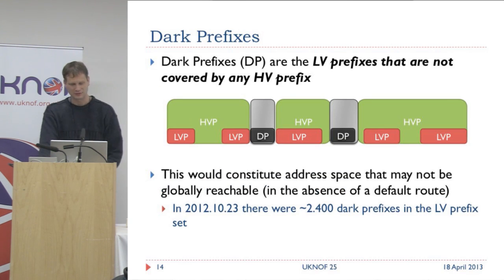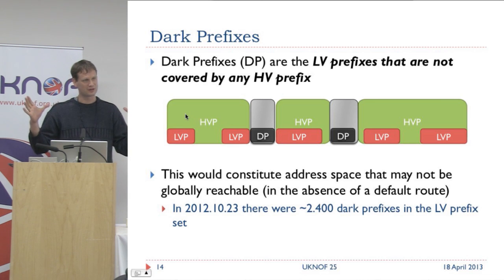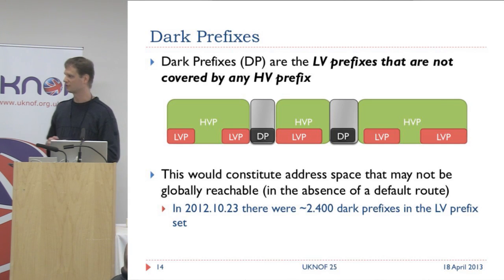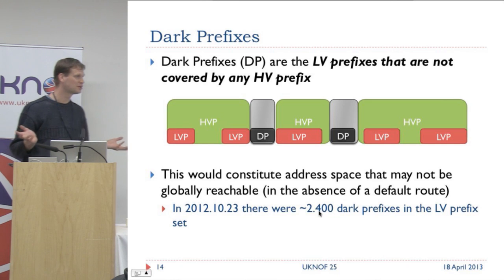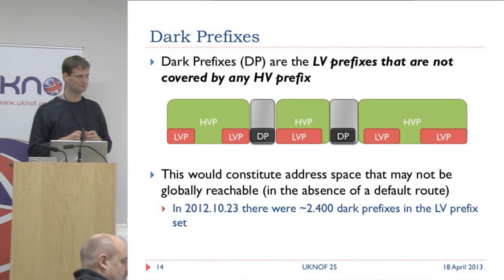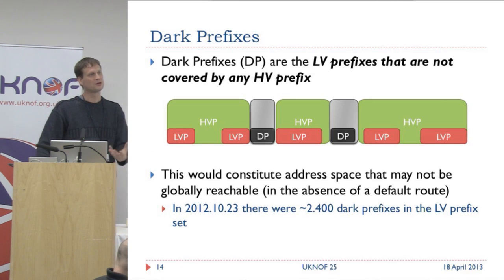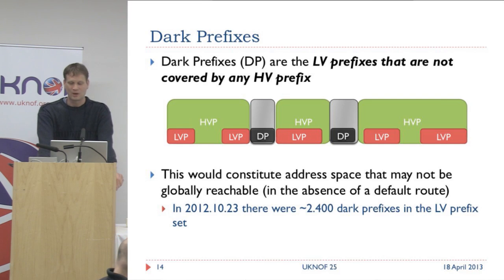So just to clarify a little bit better, with limited visibility, we mean prefixes which might have a covering prefix, while dark prefixes will not have a covering prefix. But still, we see in the routing tables about 2,400 dark prefixes which do not have reachability from all the places. And what we would like to understand is, why is that happening?